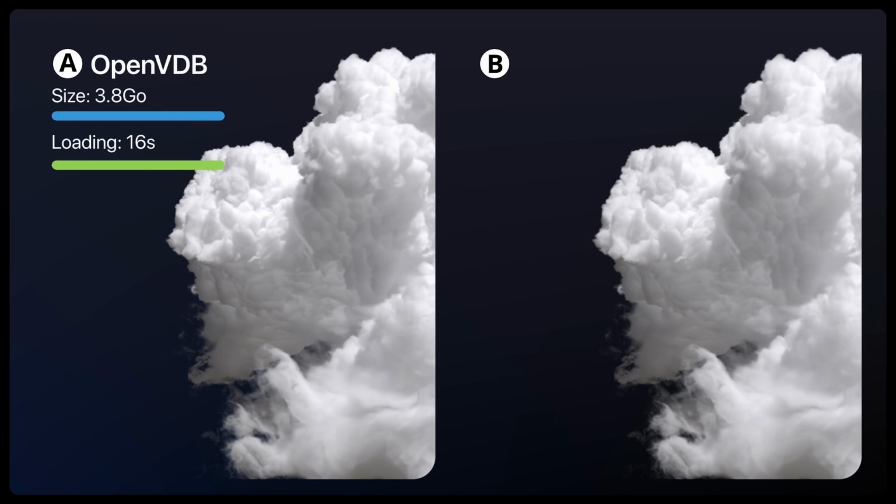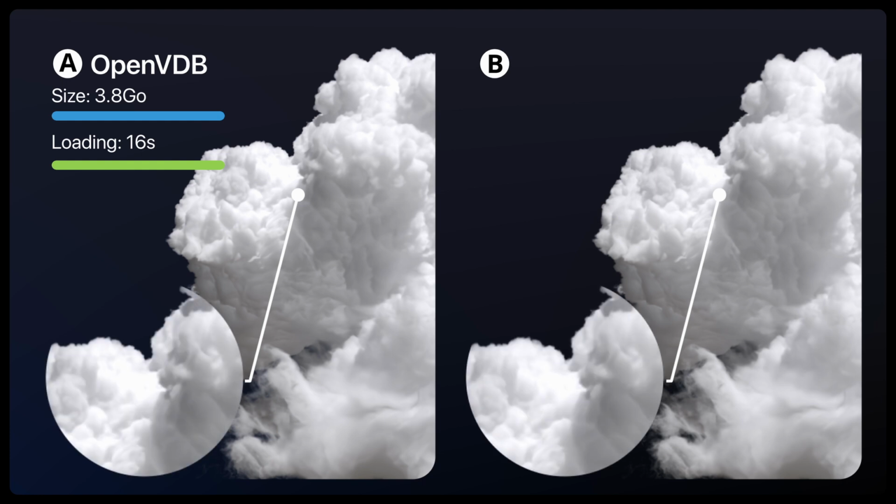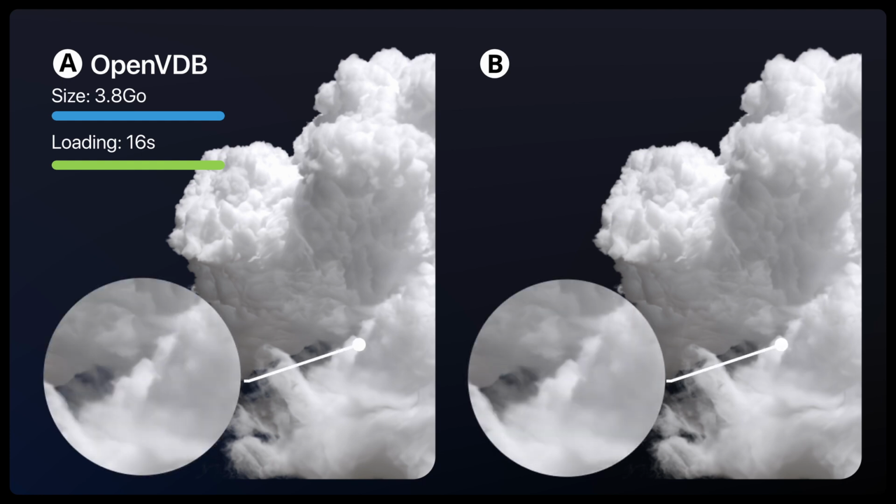You can see on the left side we have our VDB. When loaded into Houdini, it weighs approximately 3.8 GB. It's loading in 16 seconds on my SSD using Windows. I rendered only a small part where we can see different details, some very dense areas and also very wispy and low density areas on the bottom. I zoomed in on the low density so you can see how it looked.